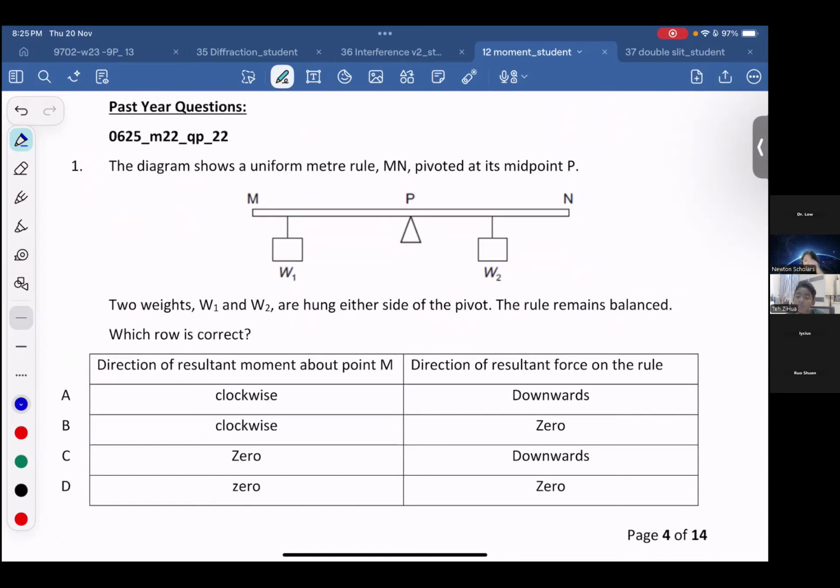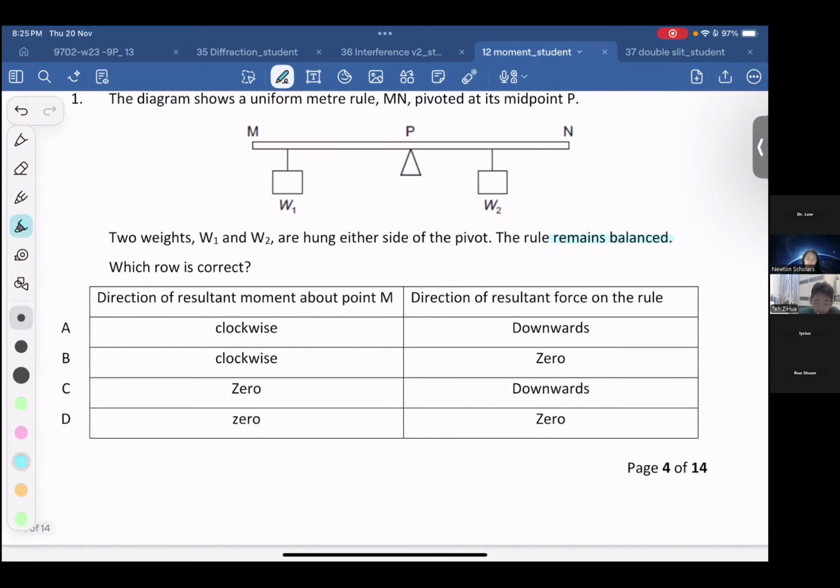Okay, the diagram shows a uniform meter rule. P is your pivot, with two weights W1 and W2 at either side of the pivot. The ruler remains balanced. Highlight this. When they remain balanced, we must follow the rule, the principle of moments. Which rule is correct? Question number 1. Teresa correct.